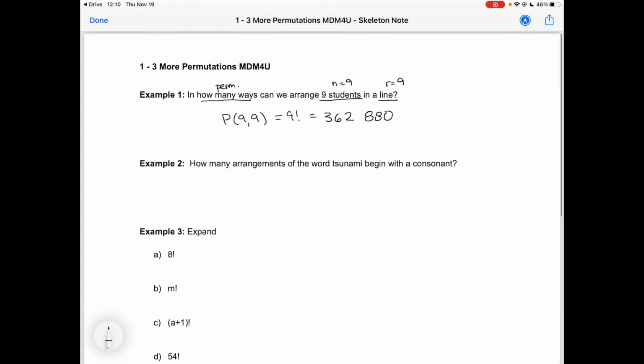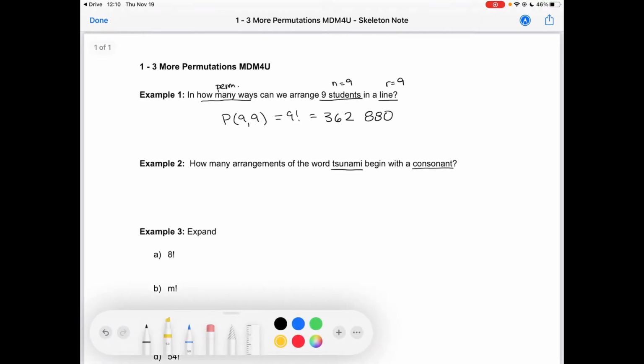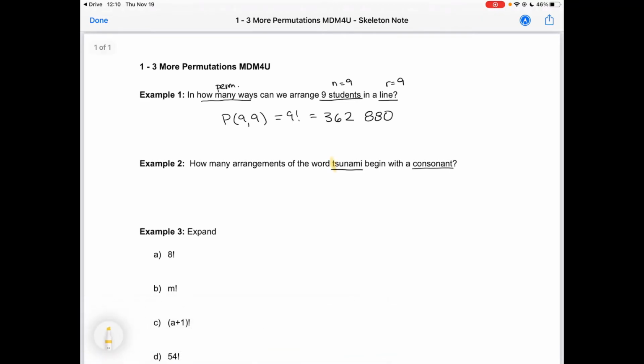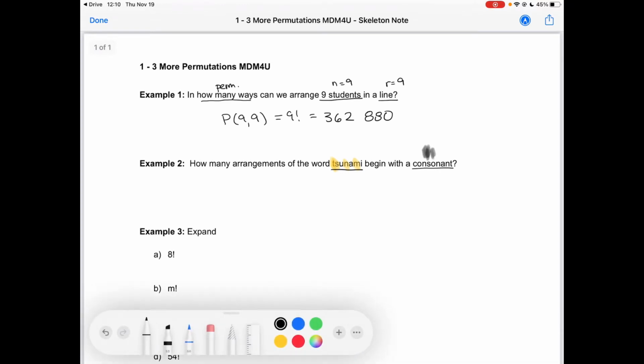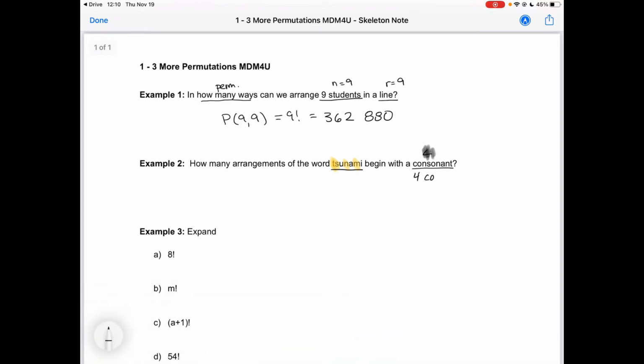The next one is going to ask me about the word tsunami, but I need to know how many arrangements begin with a consonant. So the first thing I need to know is what is a consonant, not a vowel. So not A, E, I, O, or U. So we're going to count how many consonants we have in the word tsunami. So T, S, N, and M are all consonants. So I've got 4 consonants.